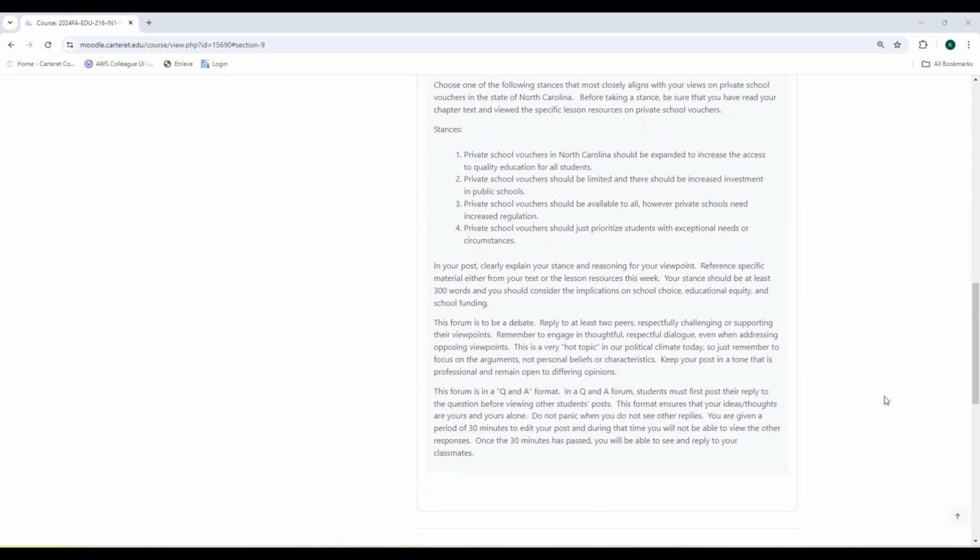After you make your stance on private school vouchers, this forum is designed to be a debate. So I want you to reply to at least 2 of your peers, either supporting their viewpoints or challenging their viewpoints. Since this is a debate, I want to make sure that you are respectful, that your response is professional. Do not attack people's character. Remember, we're focusing on the arguments here, not personal beliefs.